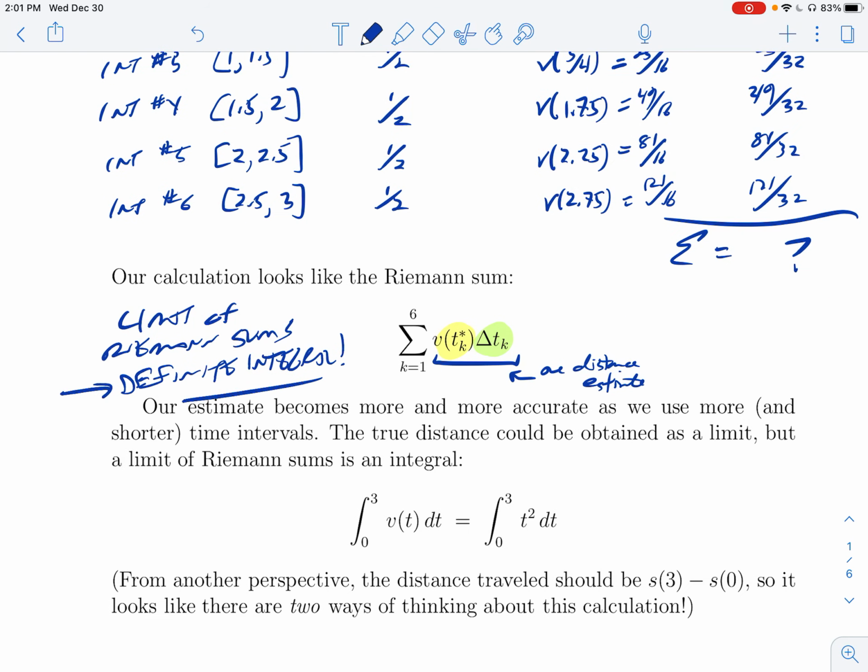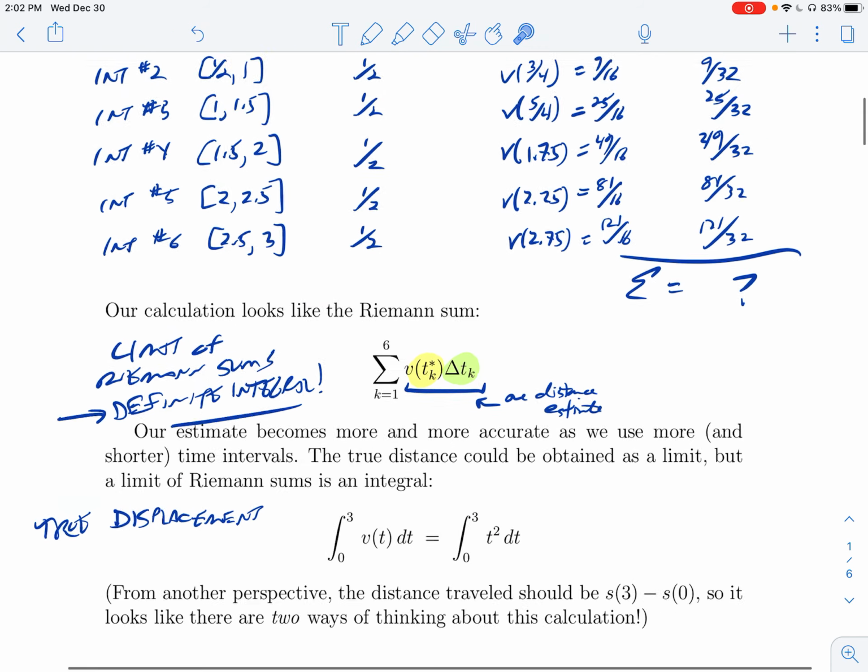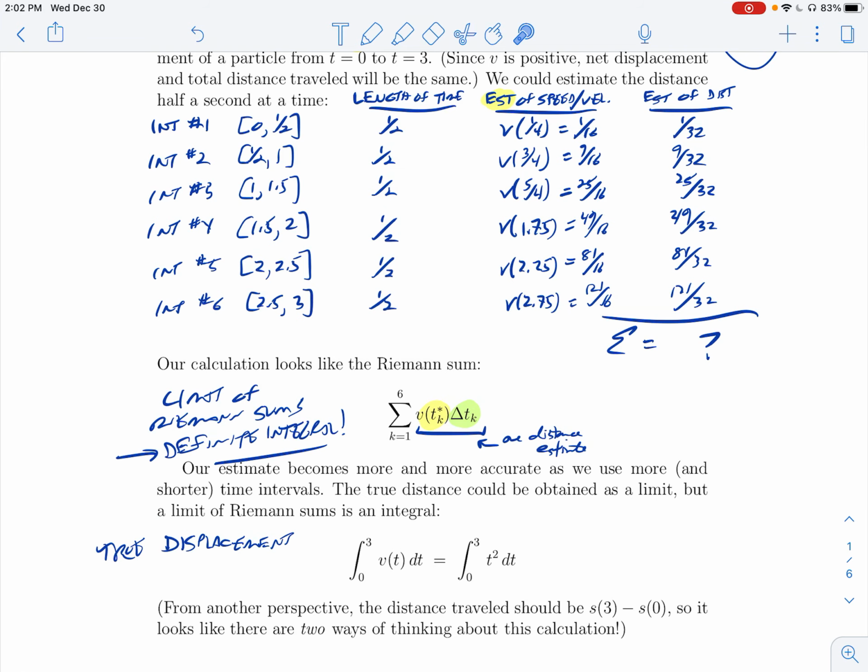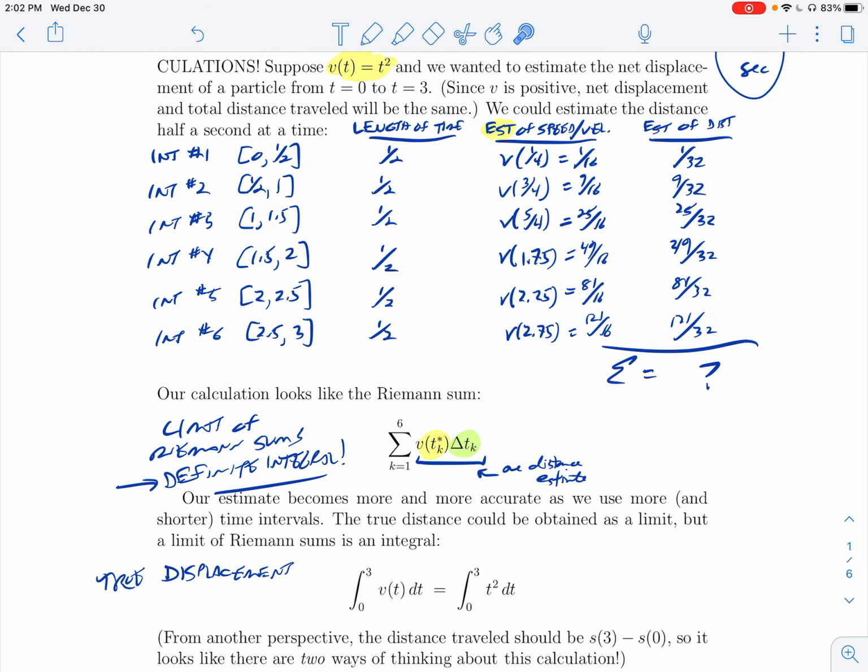So our true distance, the true distance traveled, or technically I should say the displacement, not an estimate, but the true value would be the limit of this process of estimating it. So it would be the definite integral of the velocity function, and the velocity function was t squared. So that's one way of looking at this. If I am starting with a rate, and I'm trying to figure out actually what was the change in the amount, I can do it with a definite integral.